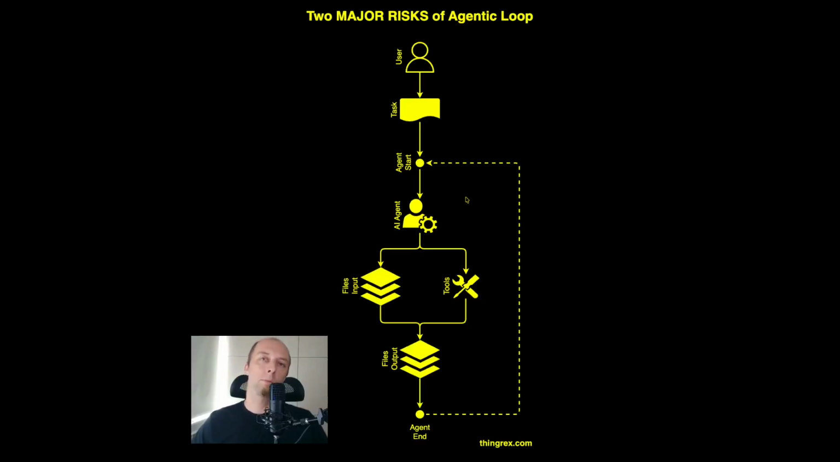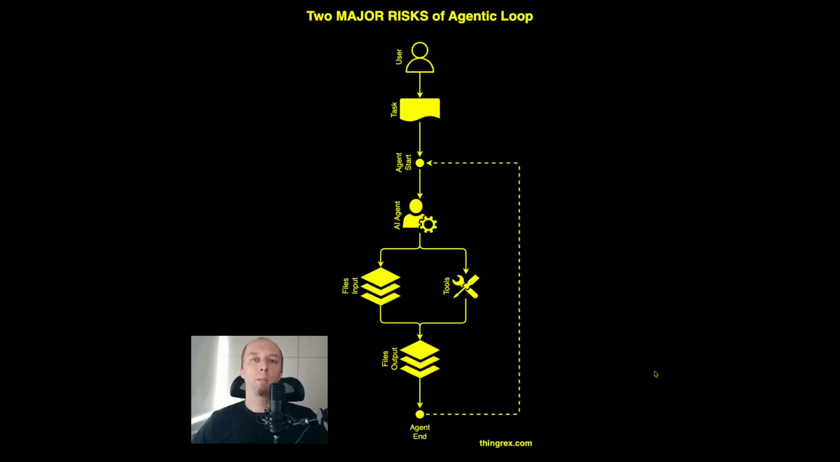Maybe this agent needs to read more input files, maybe it needs to invoke more tools in order to deliver what we asked for. It generates more output files and the loop continues. At some point, it's going to decide that it gathered all data and delivered all outputs.